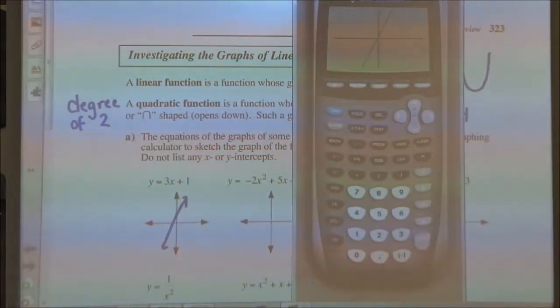So I'm going to give you about 10 minutes to work on these. Graph and sketch, graph and sketch, graph and sketch.